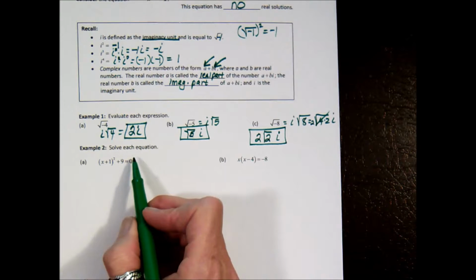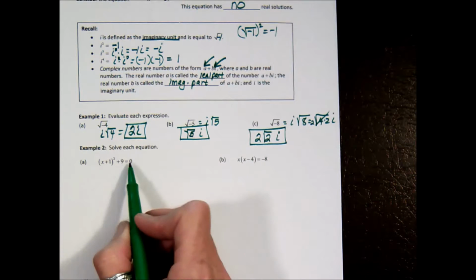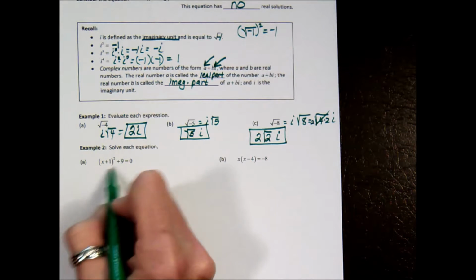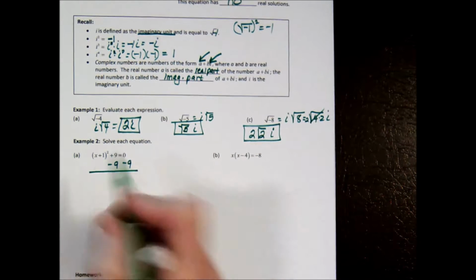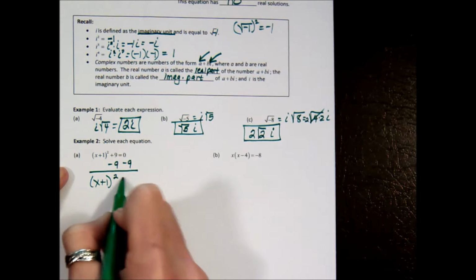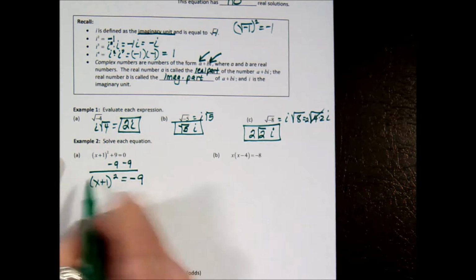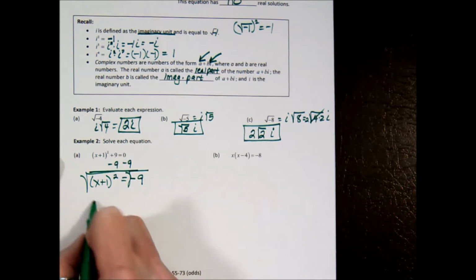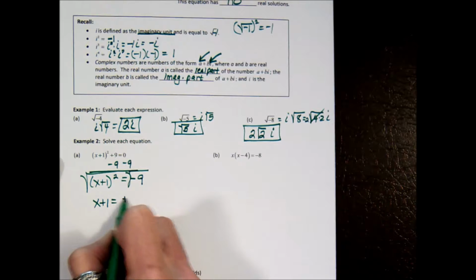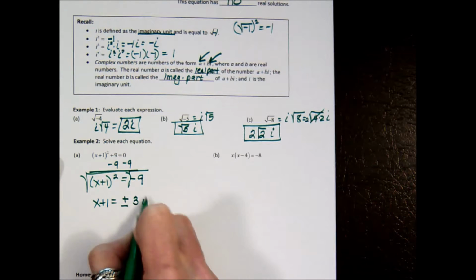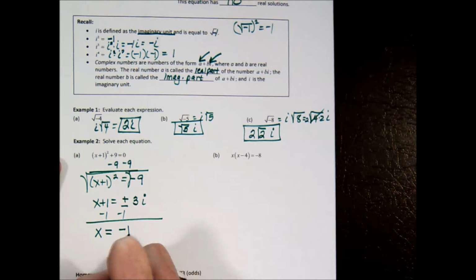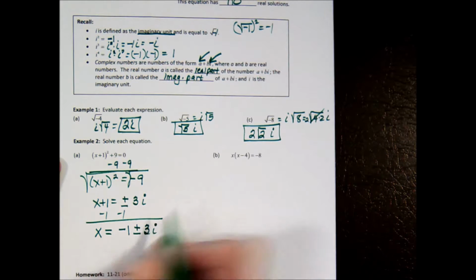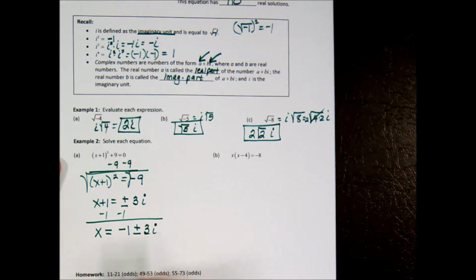So here we have solve each equation. We're going to use the square root property here. And so I'm going to isolate what's been squared by moving the 9 over. This is a review of something we've done in the past. We have x plus 1 squared equals -9. I take the square root of both sides. x plus 1 equals plus or minus 3i. Pull that i out and then take the square root of 9. Subtract your 1. Be careful how you write it. x equals -1 plus or minus 3i. And that is in a plus bi form.